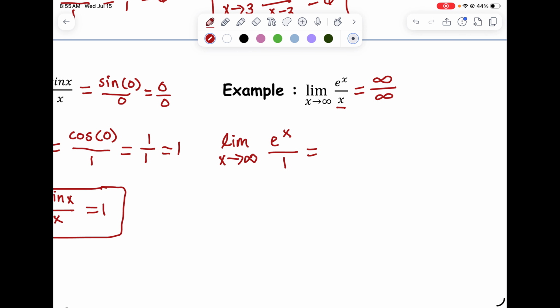Nothing changes because as x approaches infinity, e to the x is also approaching infinity. But now the new denominator, because it's just 1, it's going to stay as 1, and then anything over itself is itself. So the limit as x approaches infinity of e to the x over x is infinity.